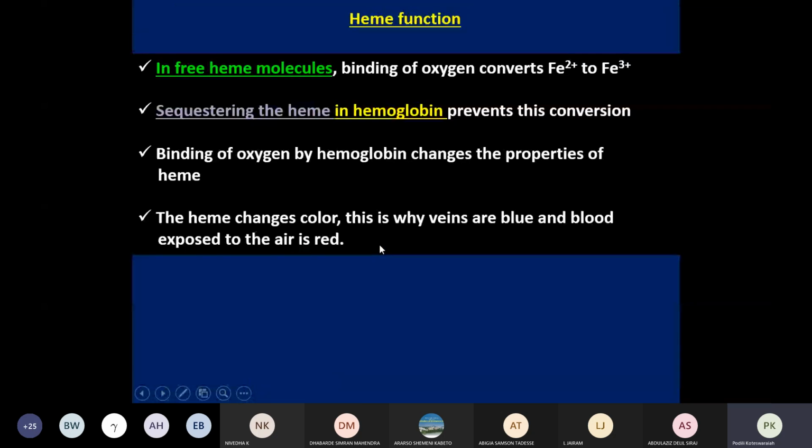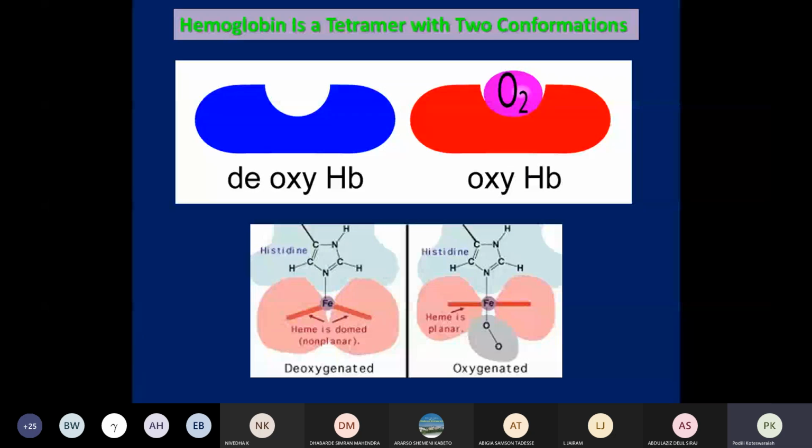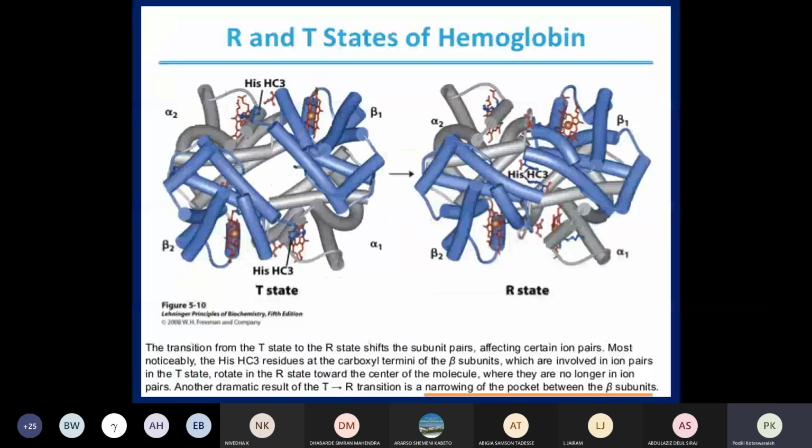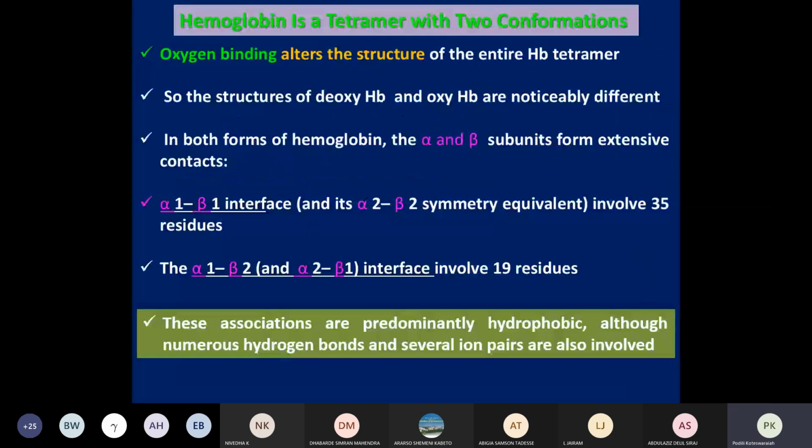So in free heme, binding of oxygen can switch its oxidation state from Fe+2 to Fe+3. But in the case of hemoglobin, since the iron is sequestered by the 4 nitrogen atoms of the pyrrole ring, that conversion is prevented. So this is the function of hemoglobin and its structure. And in addition to this, let me make two more points here. We will discuss the remaining point later.